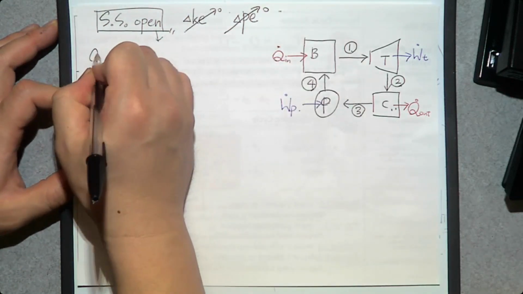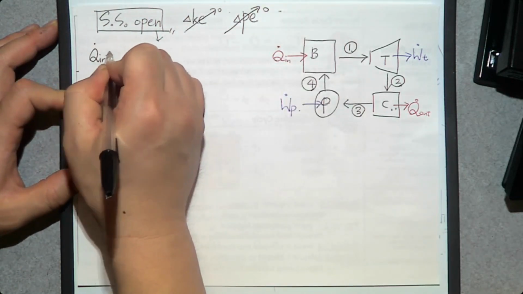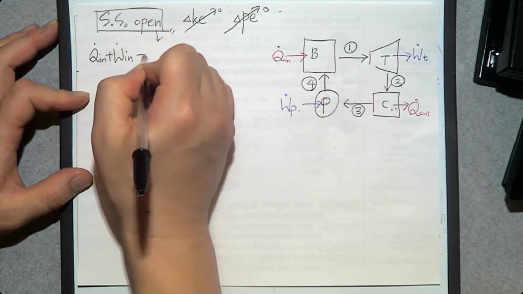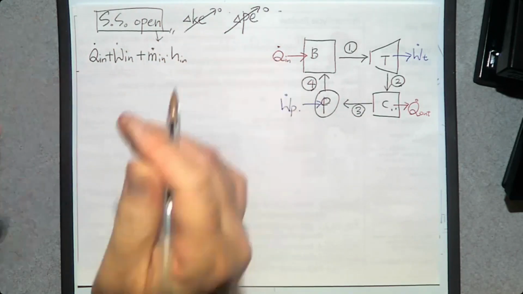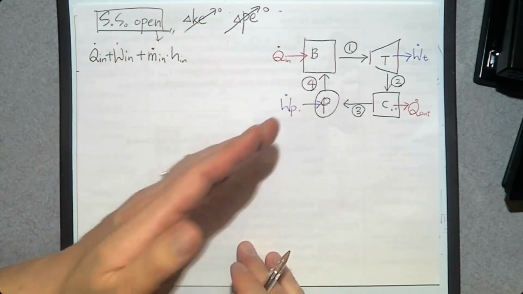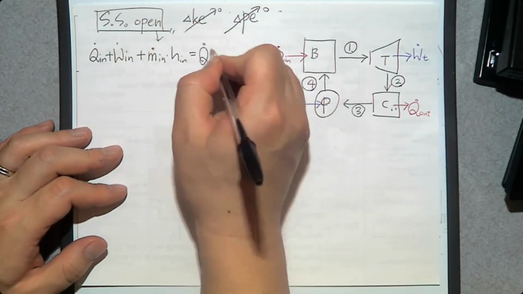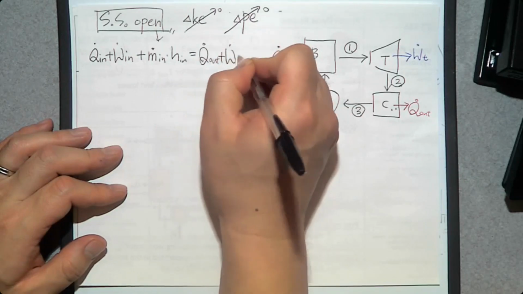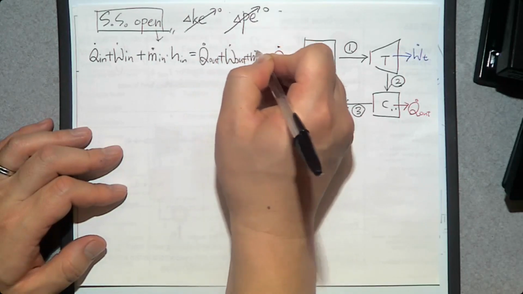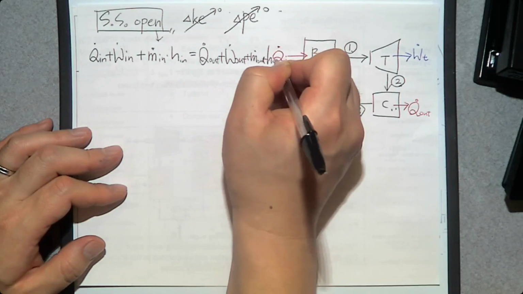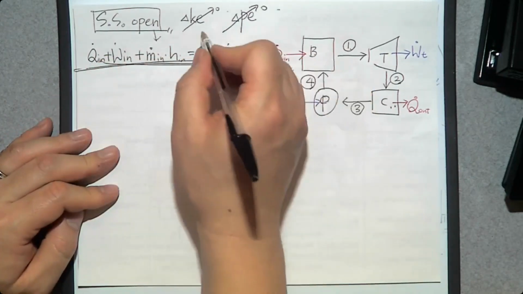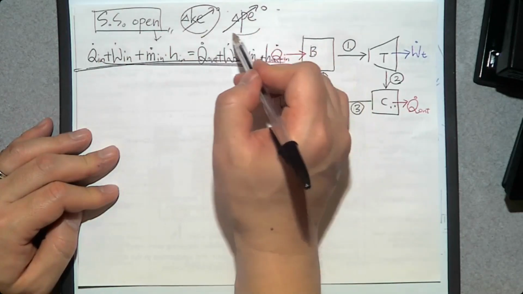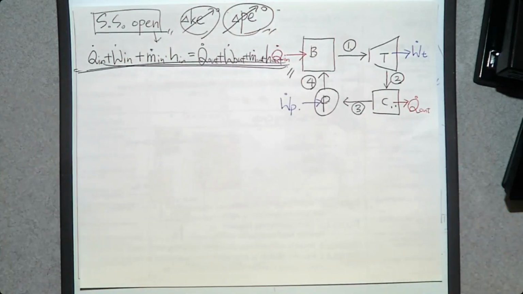Then the energy balance equation is going to be Q dot in plus W dot in plus M dot at the inlet. This one has enthalpy, and we are neglecting kinetic energy and potential energy, which is going to be Q dot out plus W dot out plus M dot at the exit. This one has enthalpy. That's it. So this is the general energy balance equation, neglecting kinetic energy change or potential energy change.